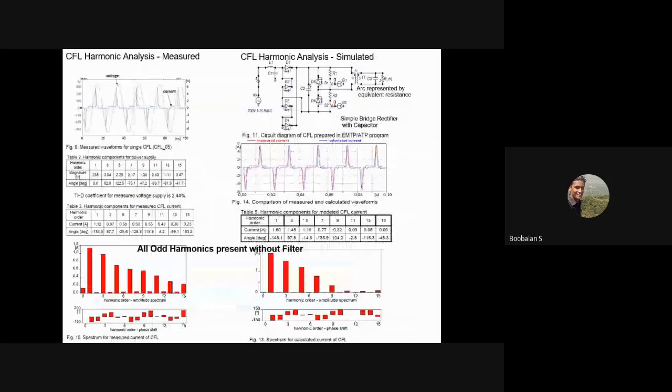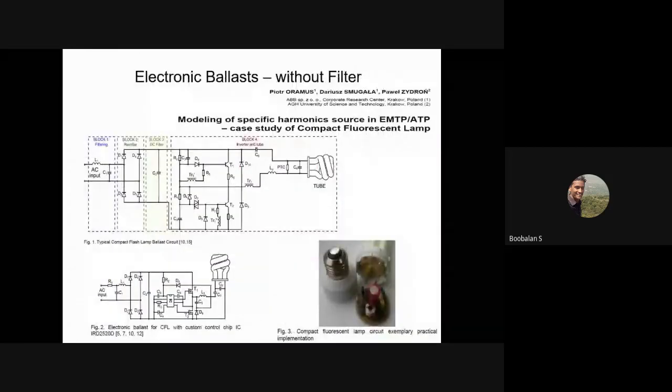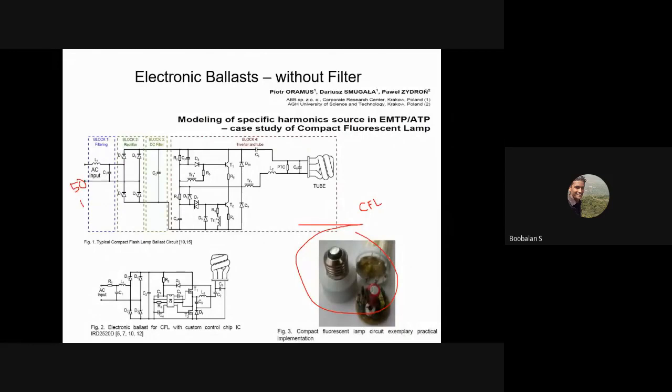So the input voltage here is for a compact fluorescent lamp, the CFL bulb, which we have already discussed. The input power supply is 50 hertz, but my output is now around 2 kilohertz to 50 kilohertz.